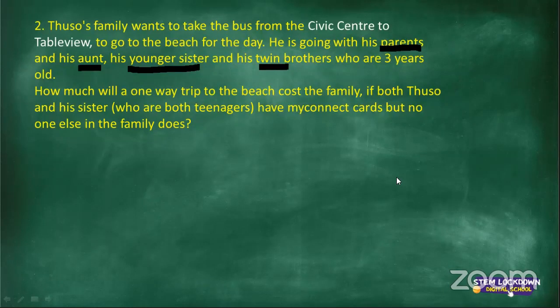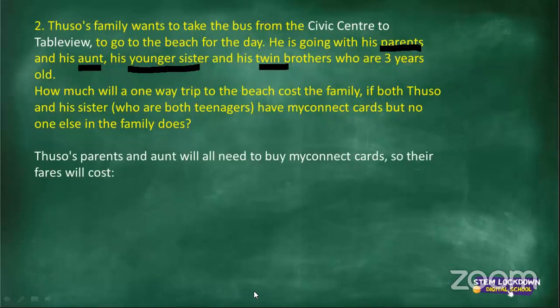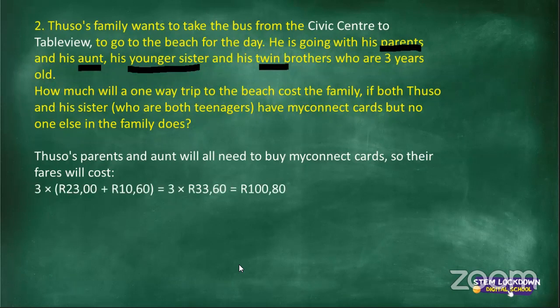All right, guys. So how much will the single trip cost? And welcome, I hear you say you're new, so welcome to the class. I hope you benefit. Thuso's parents and aunt will all need to buy MyConnect cards. So their fares will cost how much? There are three, right? It's the parents, two of them, and the aunt. That explains the three there. Multiply by what? The 23 rands for the MyConnect card and the 10 rand 60 for the route. So it means the route from Civic Centre to Tableview will cost 10 rand 60.